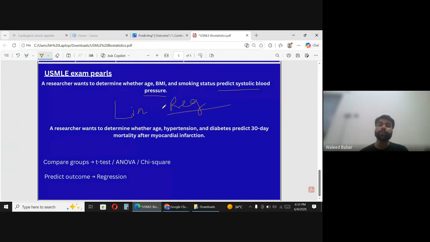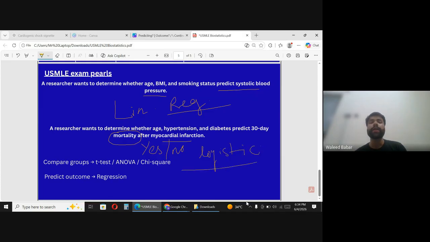Our next question is: a researcher wants to determine whether age, hypertension, and diabetes predict 30-day mortality after myocardial infarction. So what is our outcome here? Our outcome here is mortality. And mortality can be yes or no. For example, a person can be dead or alive, there is nothing in between. So this is a categorical outcome, and we are going to apply logistic regression here.